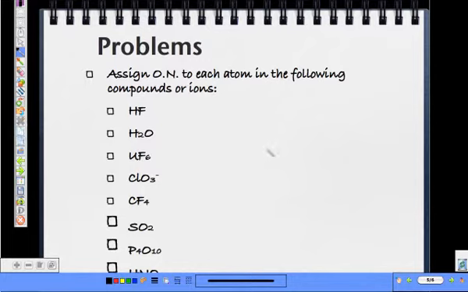Okay, CF4. Fluorine is always -1, so the total of all the fluorines is -4, so carbon, there's one carbon, so we just have +4.